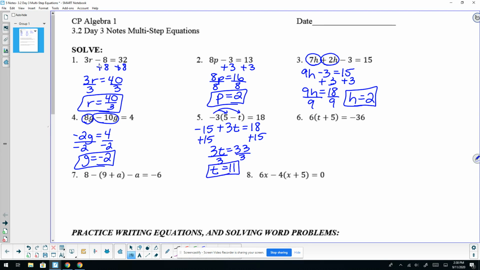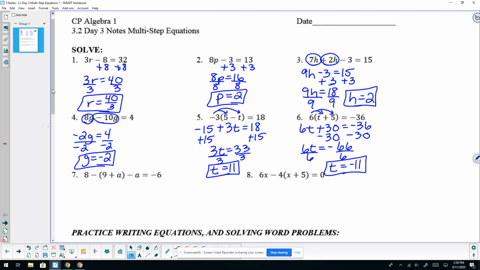Okay. 6 is another distribution problem. So 6 times t and 6 times 5 would be 6t plus 30 equals negative 36. You can subtract the 30 from both sides. So 6t equals negative 66. Divide by 6, and t would equal negative 11.